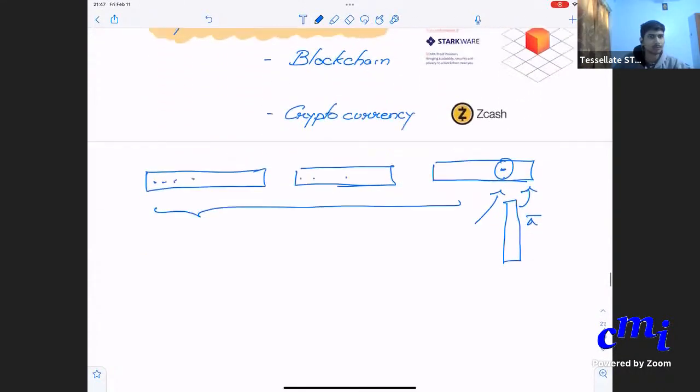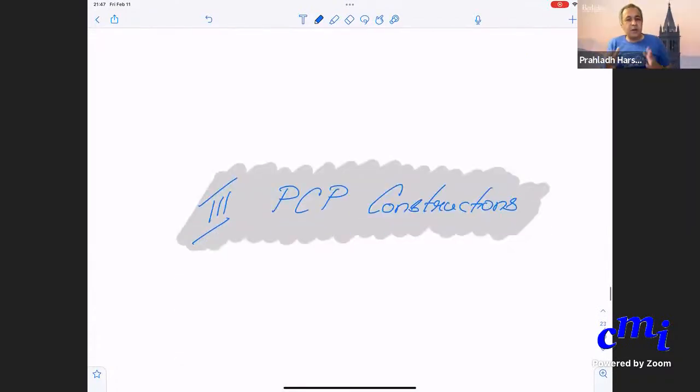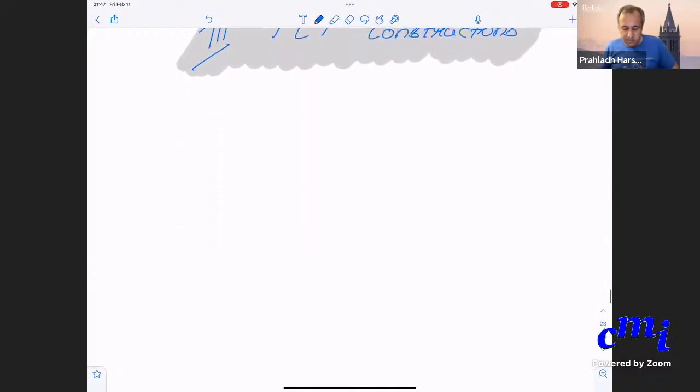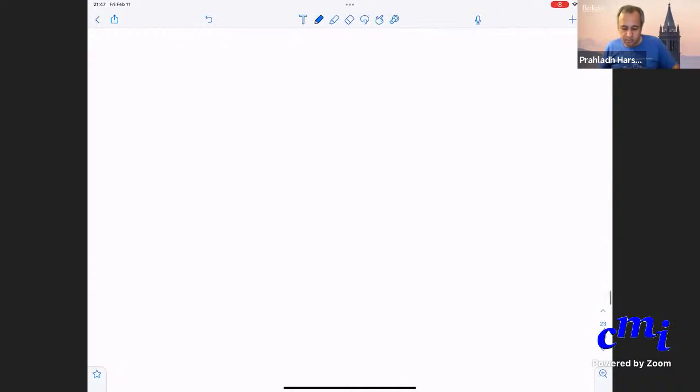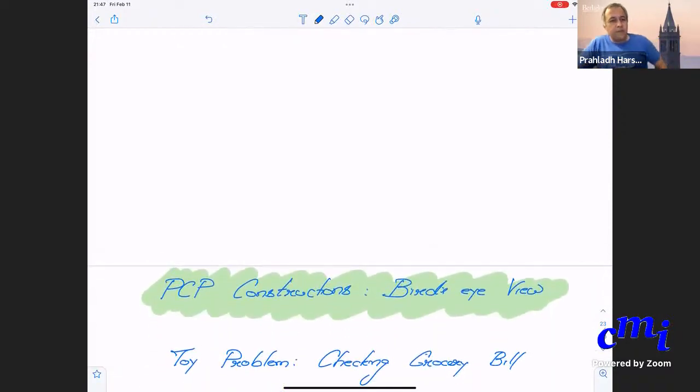Okay. Now let's jump into trying to see how such objects can be constructed. In the remaining 15 minutes or so, this is what I will try to do. I'll take a very toy example and tell you how you can construct such PCPs. Okay, so what are these PCPs?